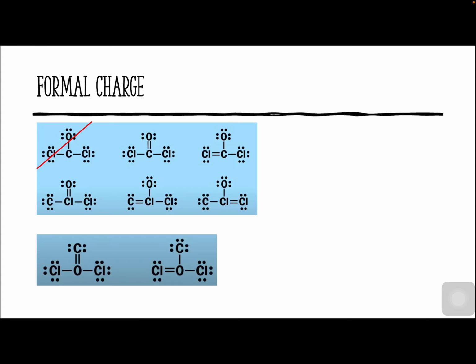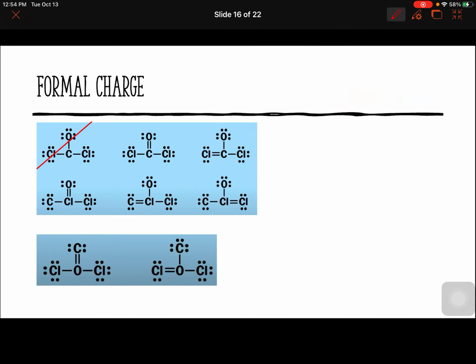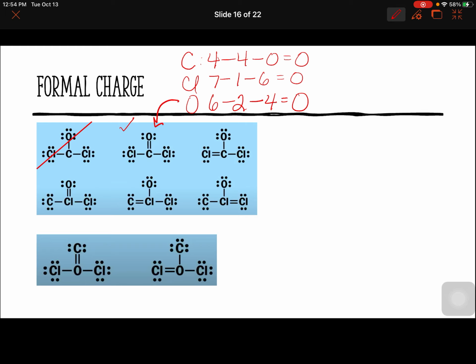So let's look at these structures from that last example to evaluate what would be the best. So the structure up top, we have carbon, chlorine, and oxygen. So valence minus bonds minus dots. Chlorine, valence minus bonds minus dots. Oxygen, valence minus bonds minus dots. Okay, so that's this one.